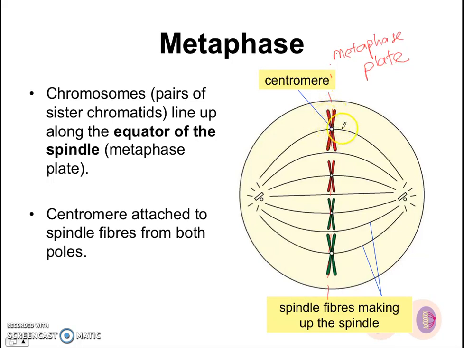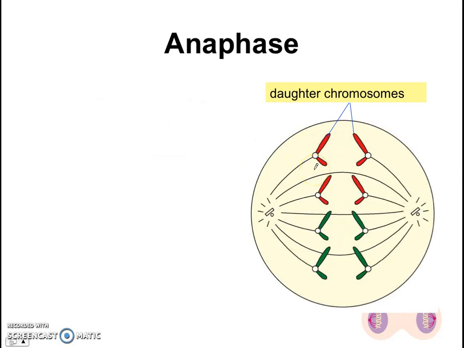And the centromere is attached to spindle fibers which come from both poles. So in fact, by this time, the pairs of sister chromatids are getting ready to be divided, right? So they've lined themselves up very nicely along the equator and they're ready to be pulled apart to opposite ends of the cell. And that's what happens during the anaphase. So over here you can see the anaphase.